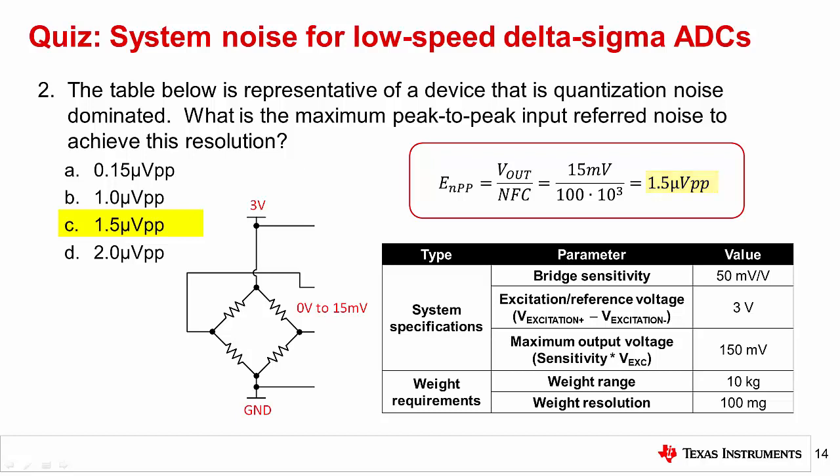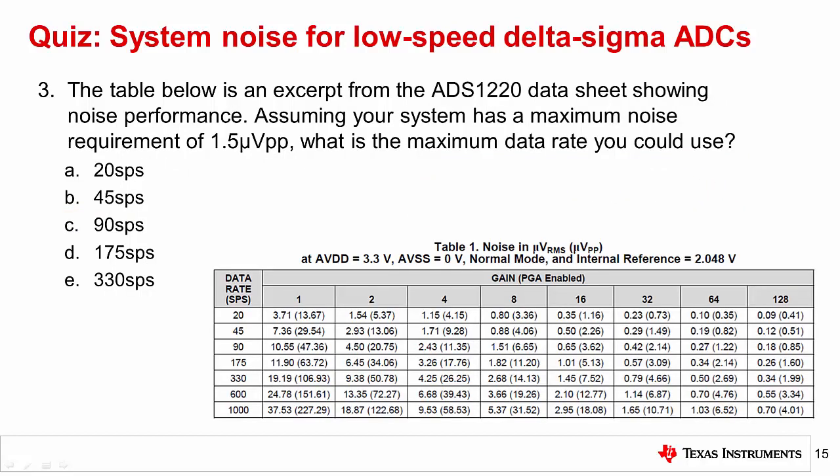The table below is an excerpt from the ADS1220 datasheet showing noise performance. Assuming your system has a maximum noise requirement of 1.5 microvolts peak-to-peak, what is the maximum data rate you could use? The correct answer is C. Inspecting the table, the range highlighted in yellow shows the different gain settings and sampling rates that will work for this application. Note that options not highlighted in yellow have more than 1.5 microvolts peak-to-peak of noise. The highest sampling rate of 90 is circled in red.